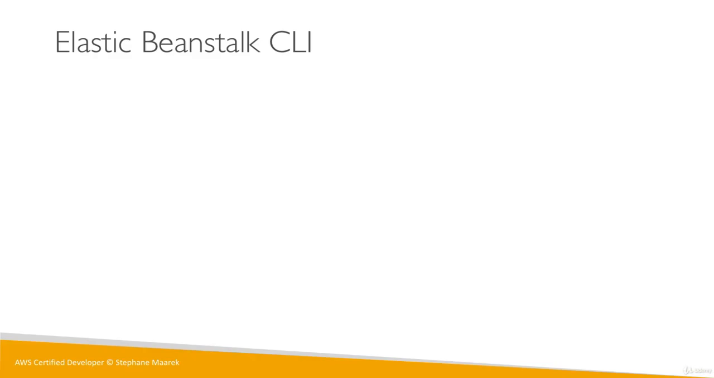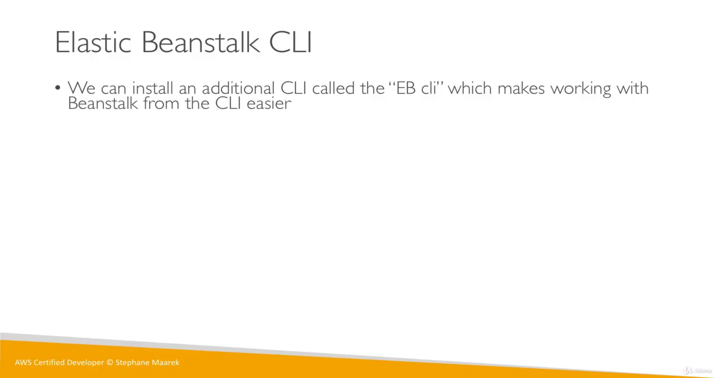There's also an additional command line interface you can install. It's called the EB CLI. EB obviously stands for Elastic Beanstalk, and it makes working with Beanstalk from the CLI easier. Even though using the AWS CLI that we've installed before, we could interact with Elastic Beanstalk, this EB CLI makes everything way easier.